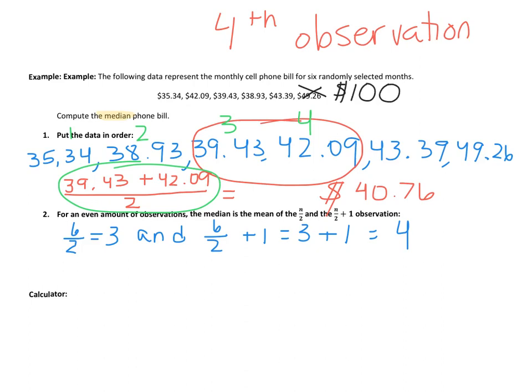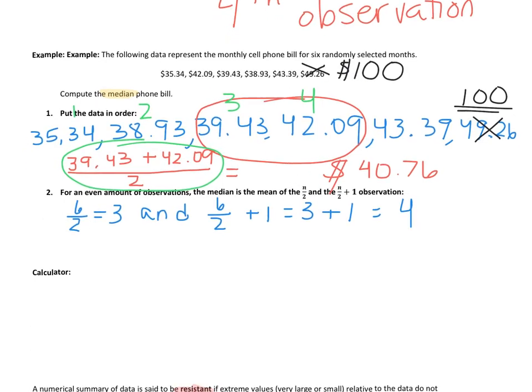What's going to be affected? Is the median going to be affected? Not at all. It would have no effect on the median because we're looking at the physical middle, and that extreme value is just going to stay at the extremes. It's not going to affect the physical middle. Will it affect the mean? Yes, because we're going to be adding that $100 to the rest of the values. It's going to throw the mean off.